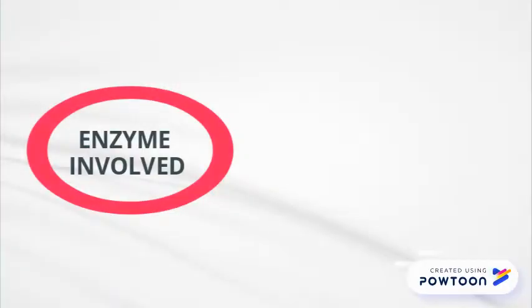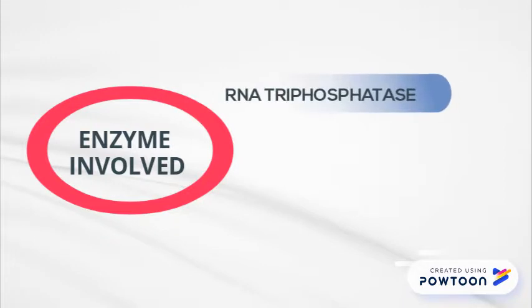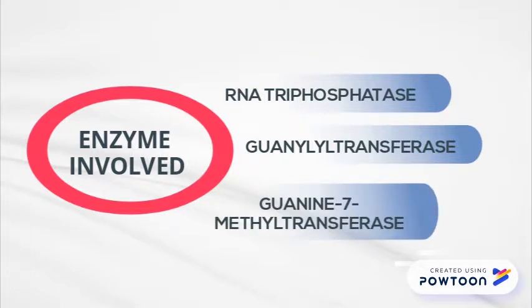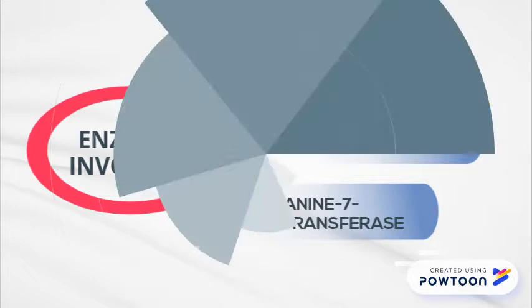There are three types of enzymes involved in capping. First, RNA triphosphatase removes the leading phosphate group from the mRNA 5' terminal triphosphate group. Second, guanylyl transferase, known as the capping enzyme, adds GMP to produce the guanosine cap in a process called guanylylation. Third, guanine 7-methyltransferase methylates the guanosine cap attached to the 5' end of the transcript.